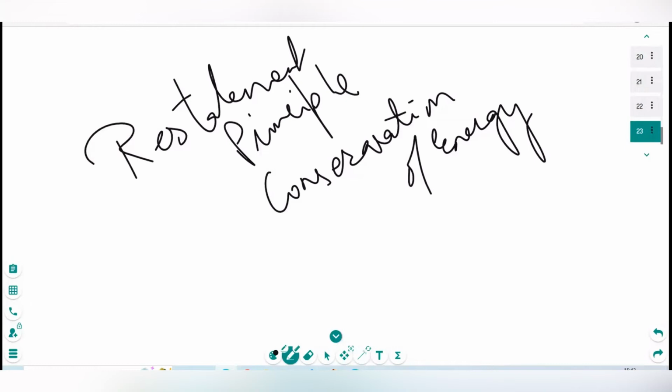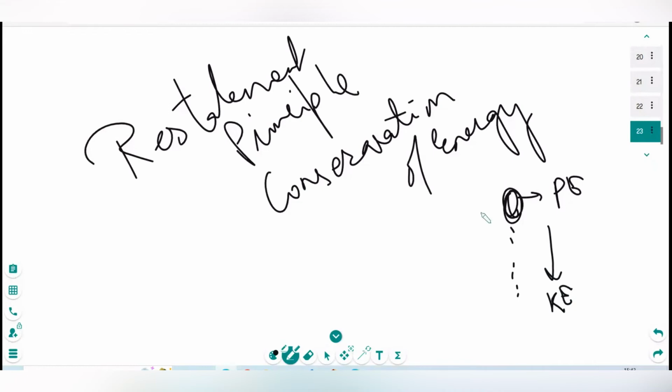Why is energy getting conserved? Because it is not getting destroyed. It is just getting transformed, like I told you, rubbing of hands. Second example is a ball falling from a wall. The ball is here, so the ball has some potential energy. When it is falling down like this, the potential energy is getting converted into kinetic energy.